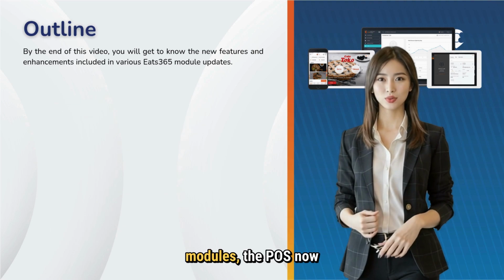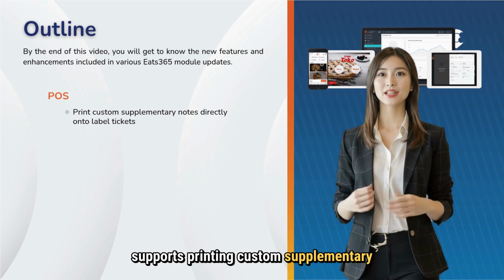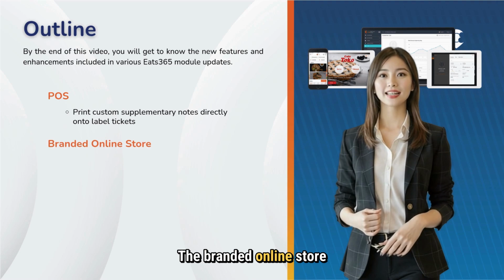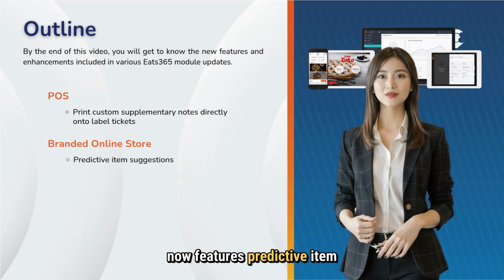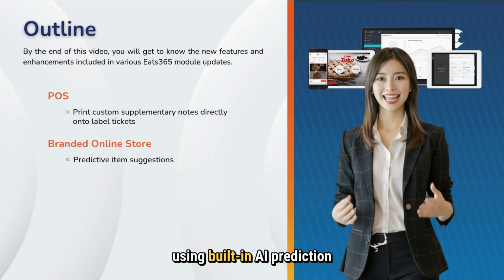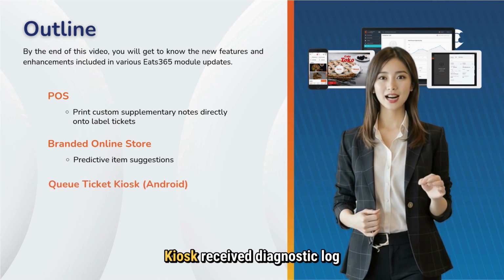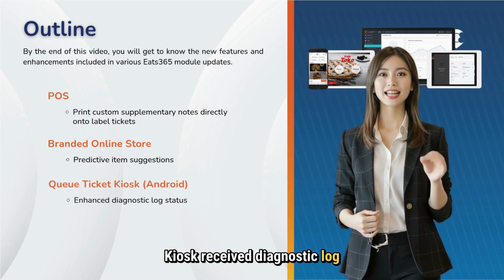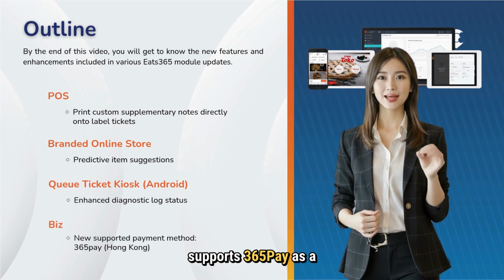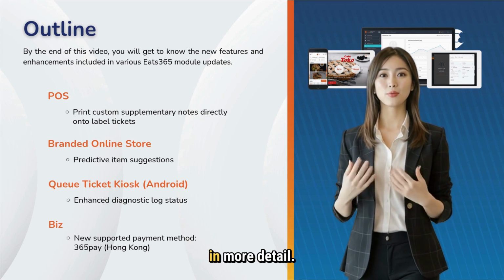As for our other modules, the POS now supports printing custom supplementary notes directly onto label tickets. The branded online store now features predictive item suggestions for registered customers using built-in AI prediction capabilities. The Android Q-Ticket Kiosk received diagnostic log enhancements, and Biz now supports 365 Pay as a payment method. We'll be going over each of these updates in more detail.